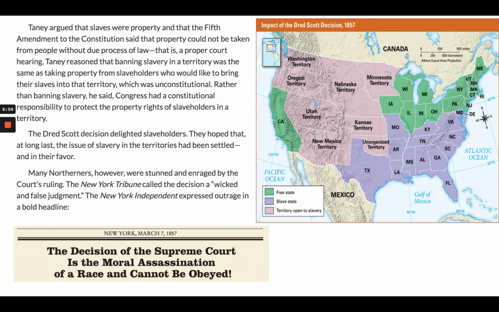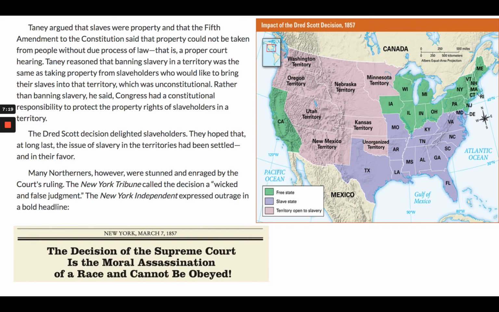And this is going to make Northerners freak out. Many Northerners, however, were stunned and enraged by the court's ruling. The New York Tribune called the decision a wicked and false judgment. The New York Independent expressed outrage in this bold headline. Look at this, March 7th, so the day after: "The decision of the Supreme Court is the moral assassination of a race and cannot be obeyed."